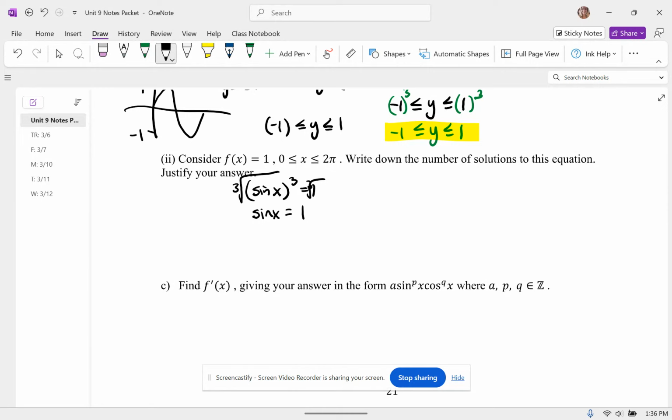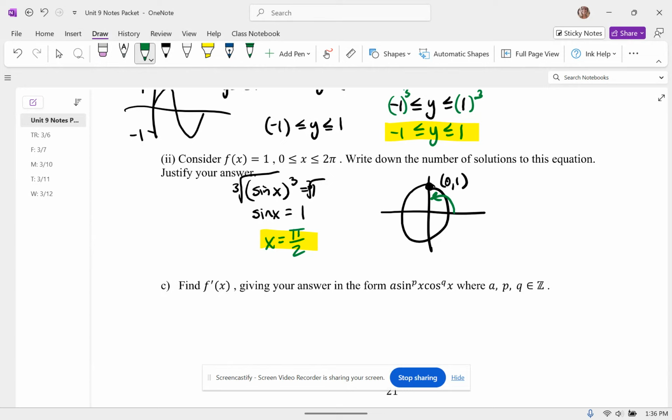Okay, so now I'm trying to think of where the sine of x equals 1 from 0 to 2 pi. X is cosine, y is sine. What angle of rotation is sine equal to 1? X equals pi over 2. I keep thinking about the rotation angle from some courses.